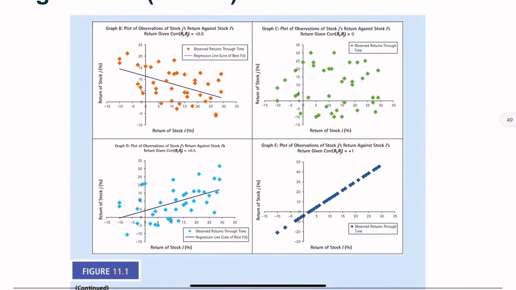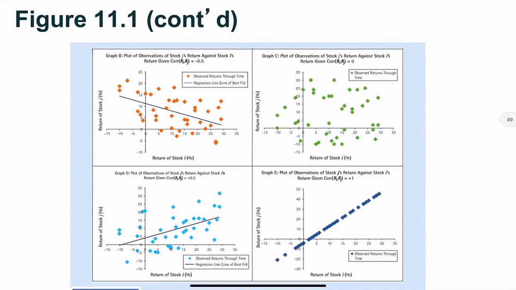Okay, now let's see the second case, that is graph B here. You can see that stock I and stock J's returns are somewhat related. However, there is a lot of noise. You can sort of draw a trend line, but it's not perfect because a lot of points are not lying on this line. So in this case you have negative correlation, but it's not perfect.